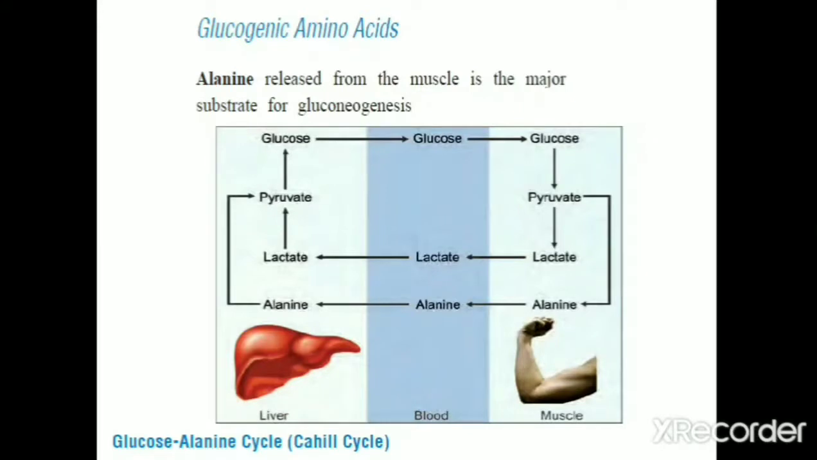So there are two cycles. One is the Cori cycle, that is the conversion of lactate into glucose, and the Cahill cycle is the conversion of alanine into glucose.